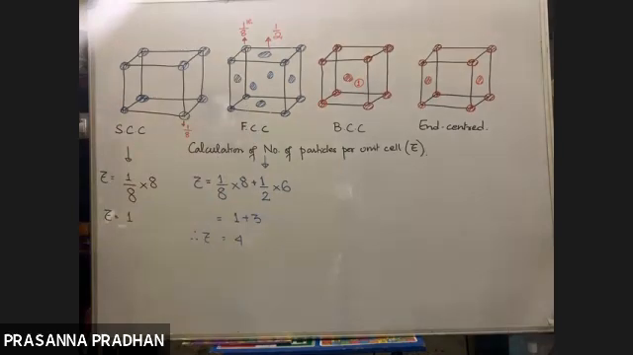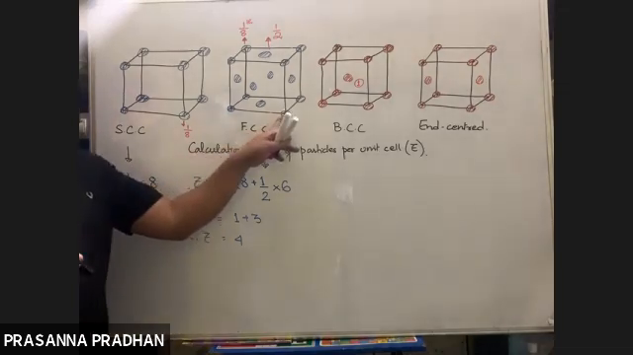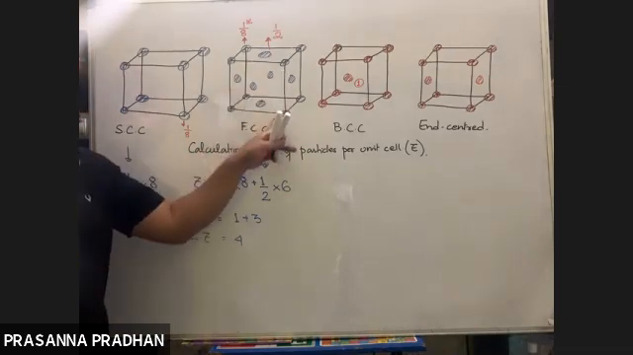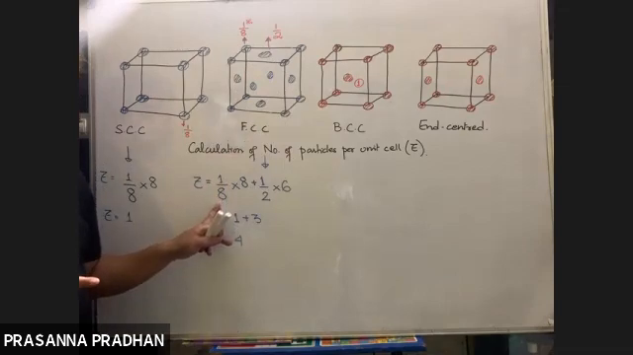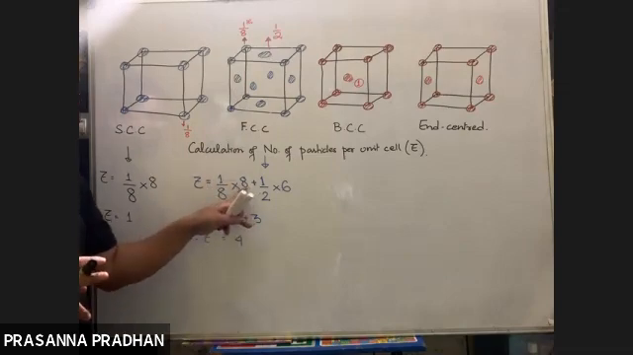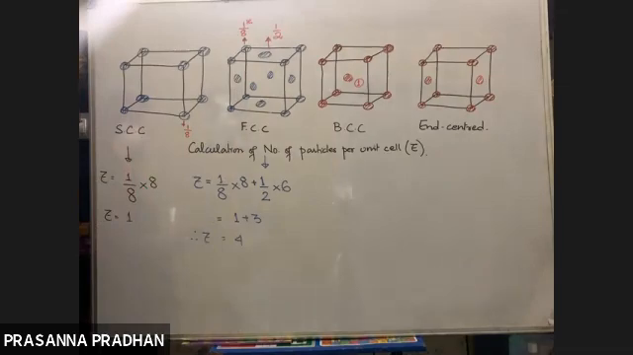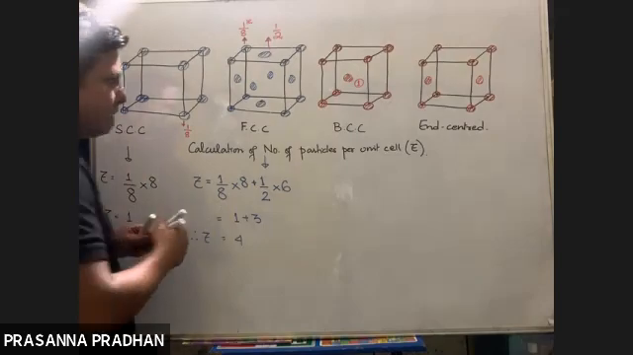1/8 is the contribution of one corner particle, meaning only 1/8 will belong to this unit cell. How many such particles are there? 8 particles. So it is 1/8 into 8. Right? Okay, good.